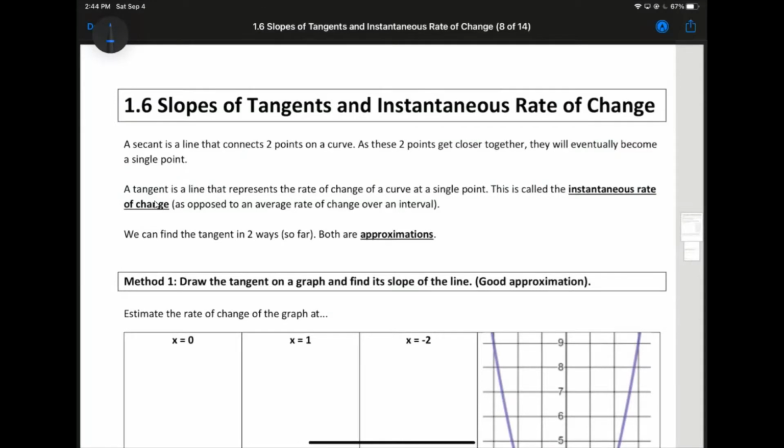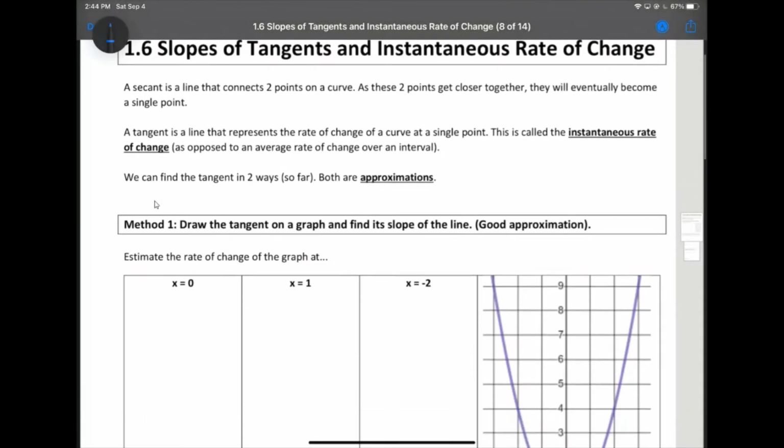So as I've already mentioned, a secant is just a line segment that connects 2 dots, or 2 points on a curve together, whereas a tangent is just glancing off the curve at a single point. Now, we have 2 methods of calculating tangents. There's a third one that you'll see in calculus, and maybe if we have time in this course, we'll take a quick look at it as well. The 2 methods we're going to use are both approximations.